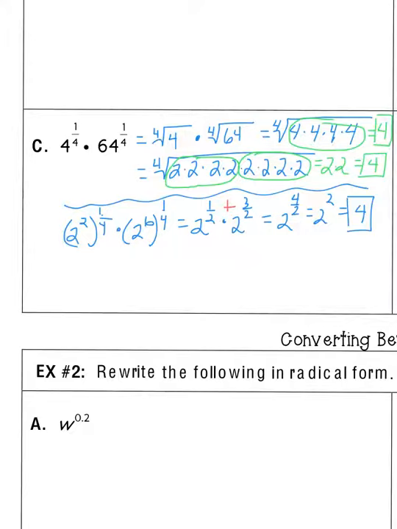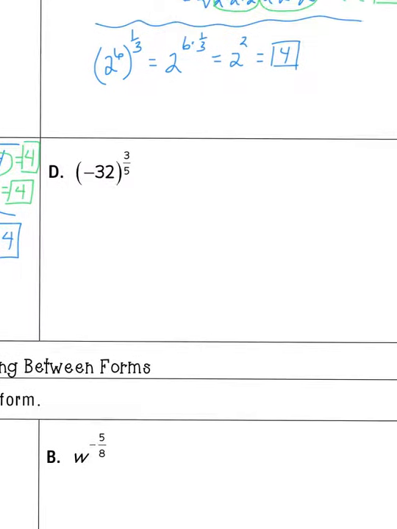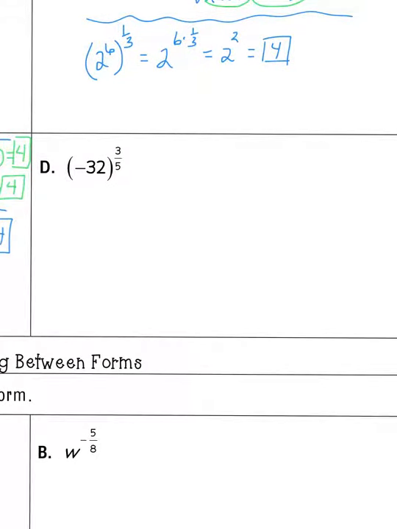All right, let's try D. Now D has a base of 32, and if I convert this to its radical form, it's got an index of 5. So if I cover that up, underneath the radical, I'm going to have negative 32 in parentheses, keep it in parentheses, and raise it to the 3rd power.